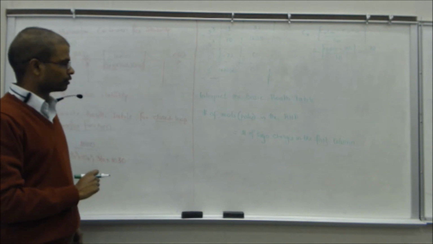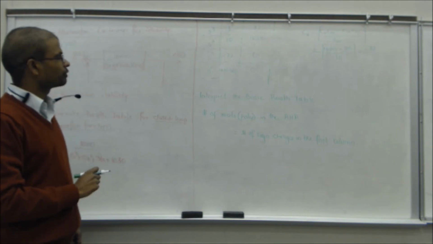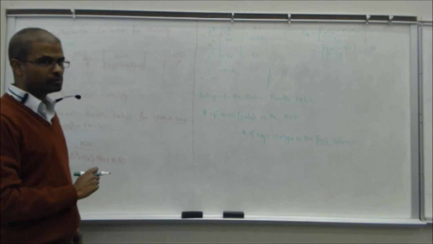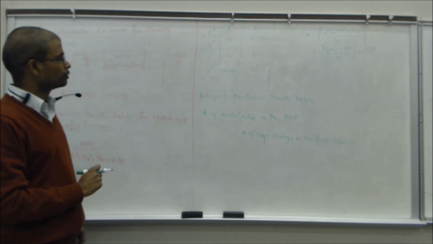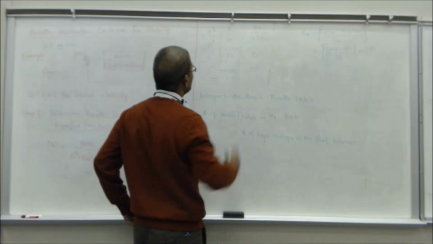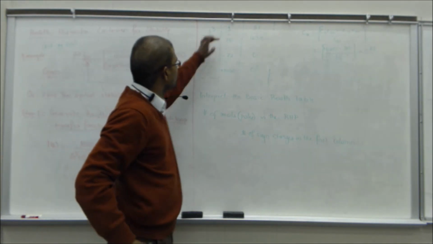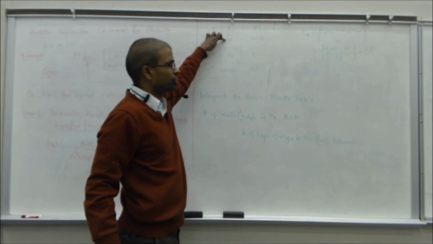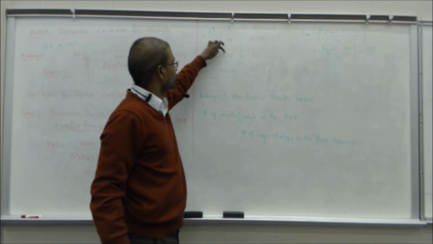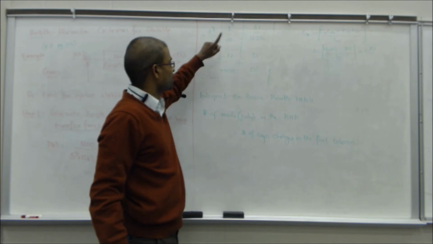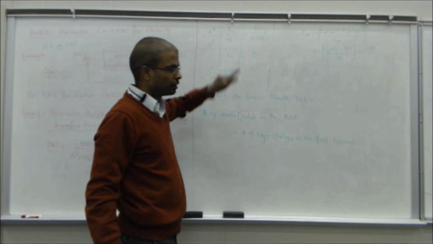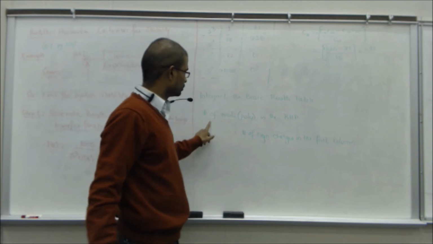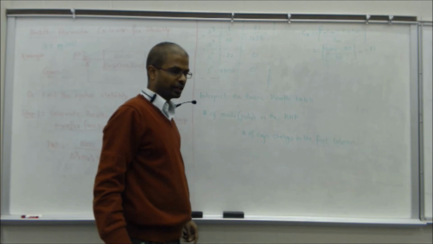Okay. So number of roots. How many sign changes do you see in the first column? It's 2. The way you look at the sign changes: from this to this, is there a sign change? From this to this, is there a sign change? So that is 1. From this to this, is there a sign change? There are 2. Okay. So there are 2 poles in the right half plane.